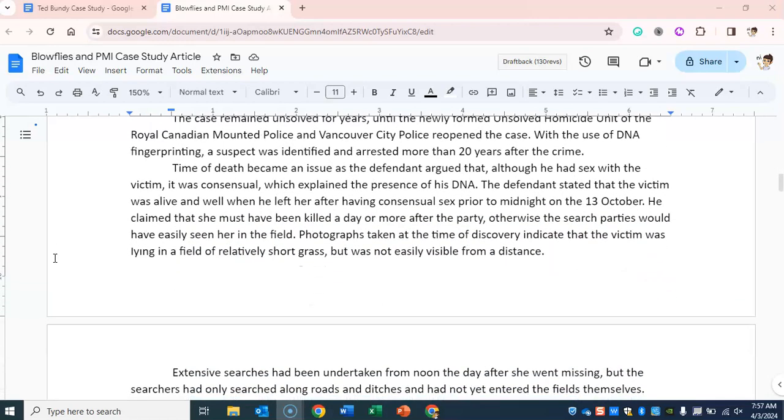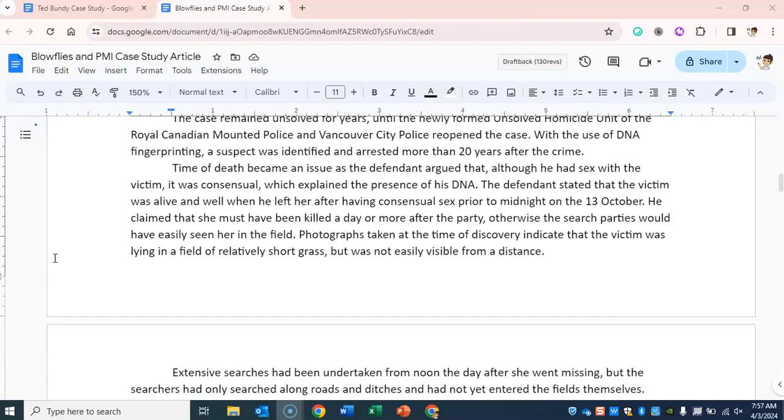Time of death became an issue, as the defendant argued that although he had sex with the victim, it was consensual, which explained the presence of his DNA. The defendant stated that the victim was alive and well when he left her after having consensual sex prior to midnight on the 13th of October. He claimed that she must have been killed a day or more after the party. Otherwise, the search parties would have easily seen her in the field.